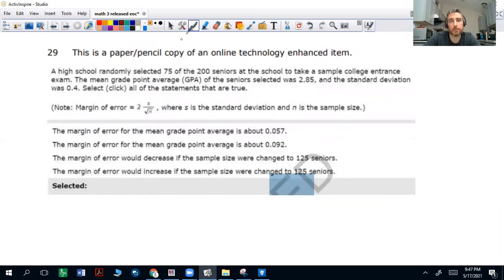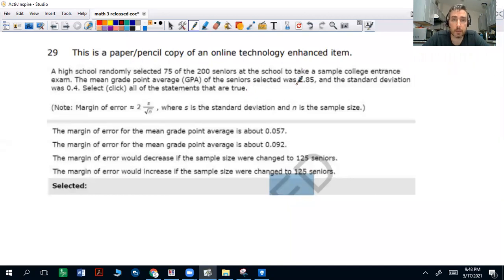In statistics, there is a concept called margin of error. Now, let's go over this real quick. It says the high school randomly selected 75 of the 200 seniors at the school to take a sample college entrance exam. The mean grade point average, GPA, of the seniors selected was 2.85. The standard deviation was 0.4. Standard deviation is a measure of spread, how much spread out they are.